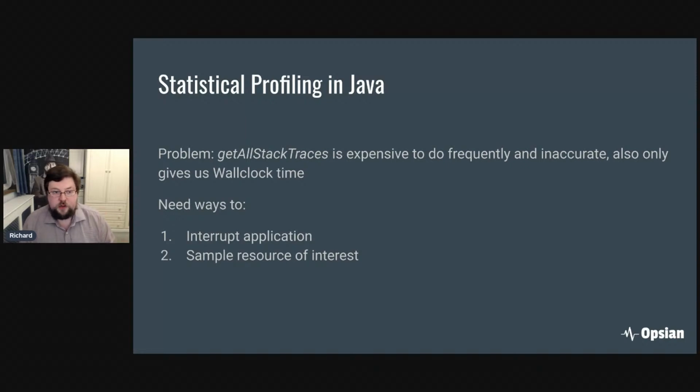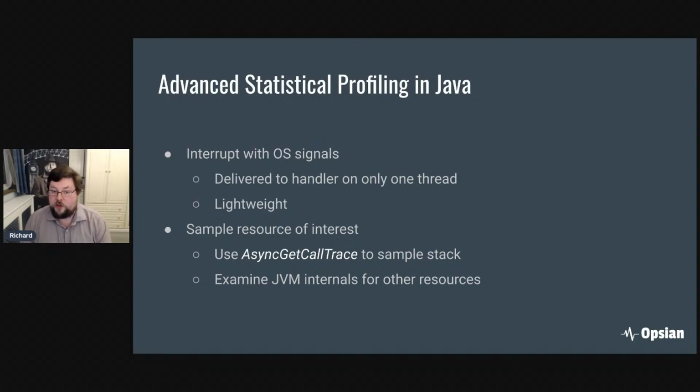What we actually want to do in order to profile is interrupt an application that's running and sample the resource of interest, so see what the stack trace is doing. We can do that with what we call advanced statistical profiling in Java. Operating systems, at least Linux and Mac OS, have the ability to interrupt a running process with operating system signals. There's a signal called SIGPROF. If you're used to doing things like kill -9 to a process to force it to quit, that is sending signal number 9 to the process in order to interrupt it.